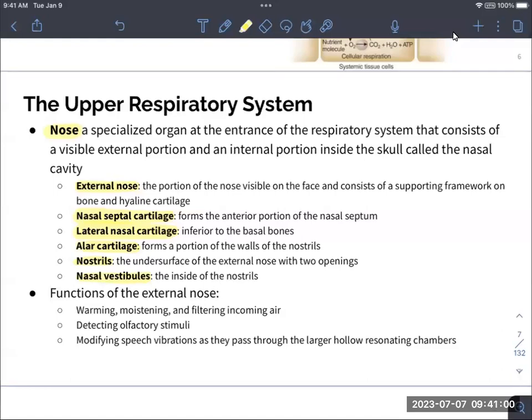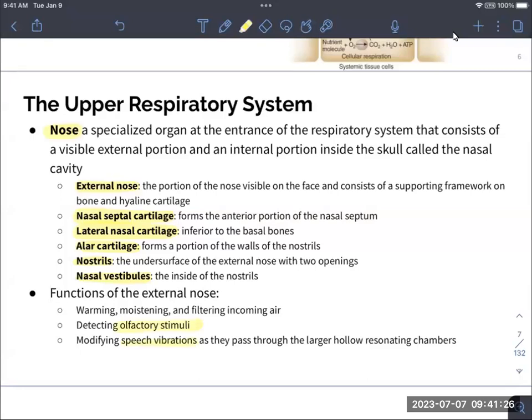As you learned in Anatomy 1, your nose allows you to smell. It has that olfactory nerve that comes in at the roof of your nasal cavity and allows you to be able to detect different smells.